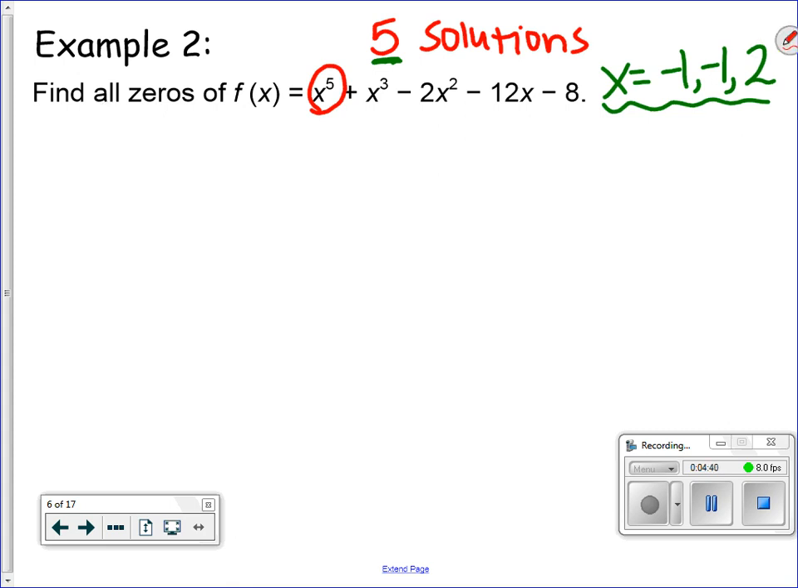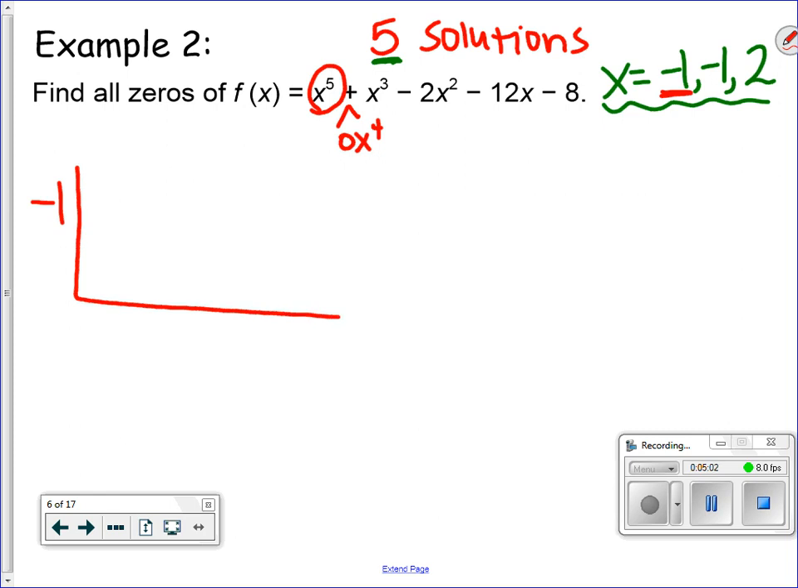So I want you to make note that there is a 0 x to the 4th. We always want to make sure that we've got all the place values. So x to the 5th, 4th, 3rd, 2nd, 1st, constant. We are ready to go. So let's just use one of these -1s here. So we've got -1. You're going to use synthetic division.